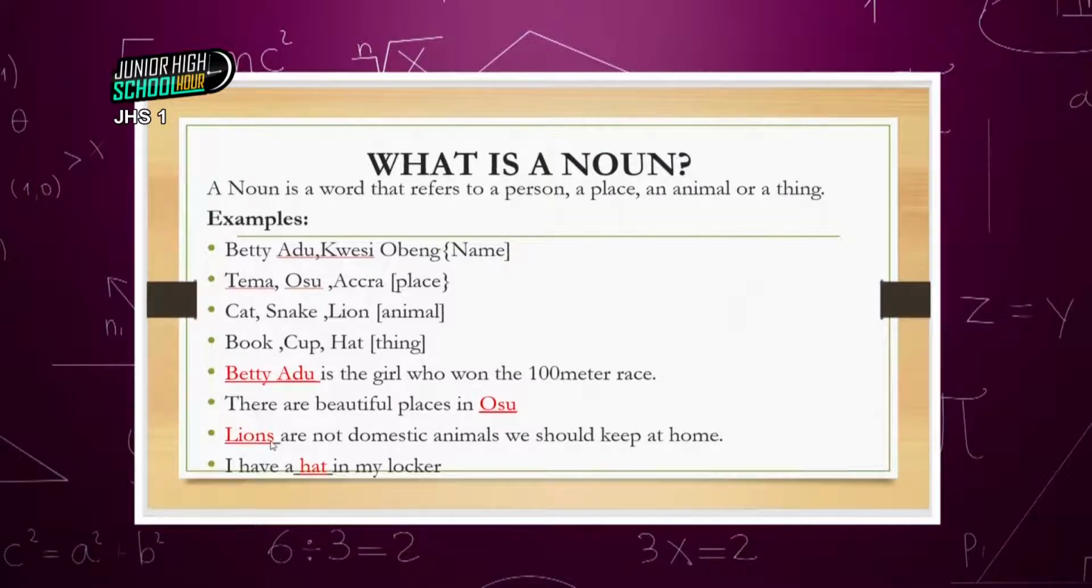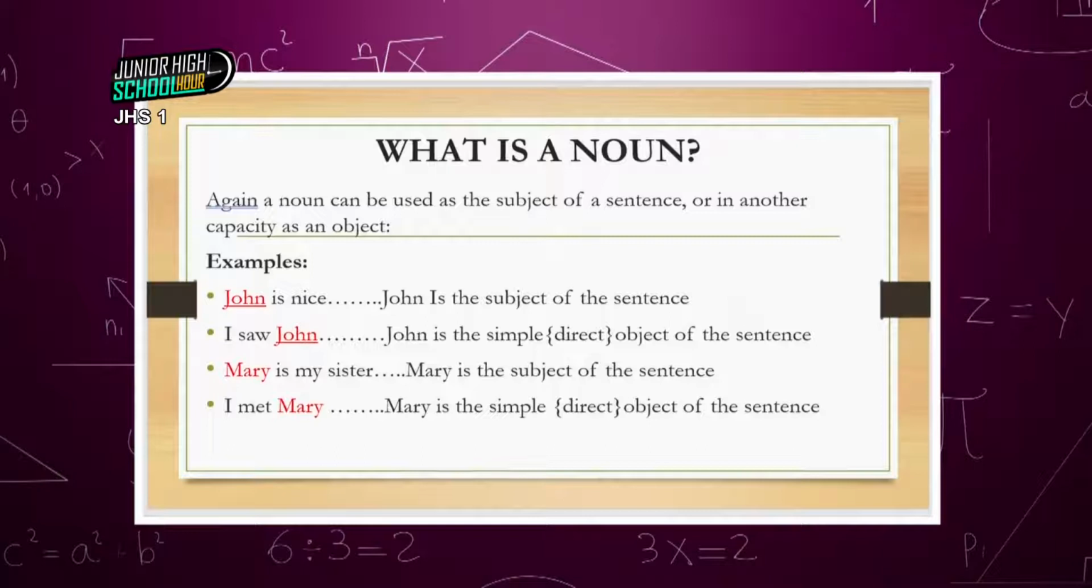Okay, so we move on. Again, a noun can be used as a subject of a sentence or in another capacity as an object. So let's look at these examples. Number one, John is nice. So John is the subject of the sentence. I hope you get it.